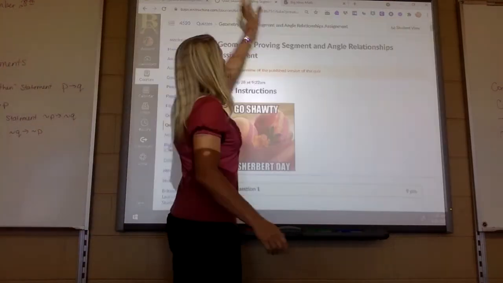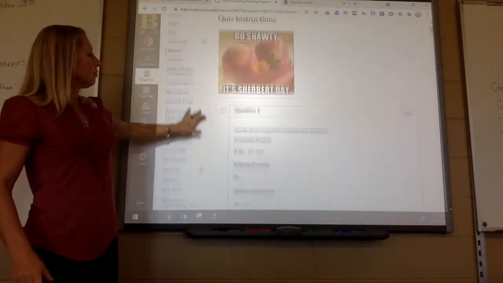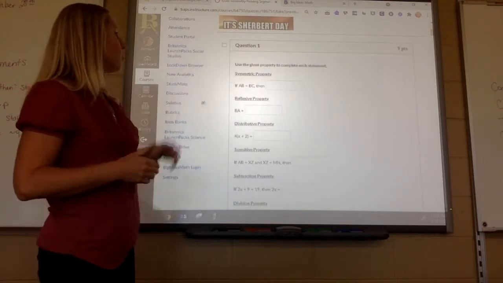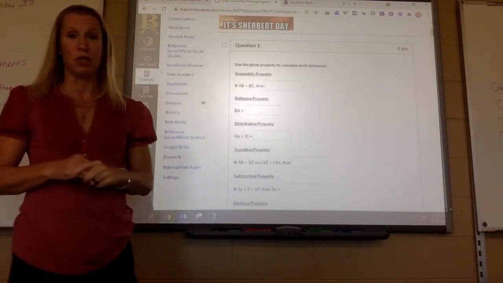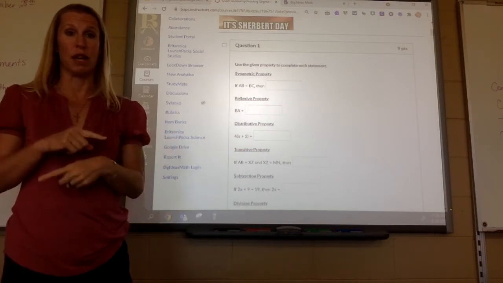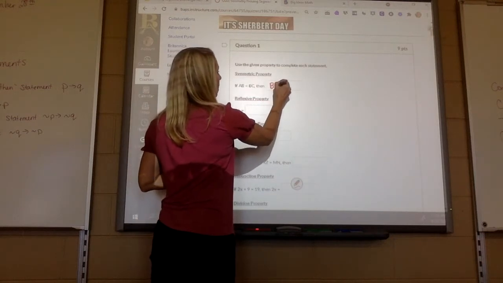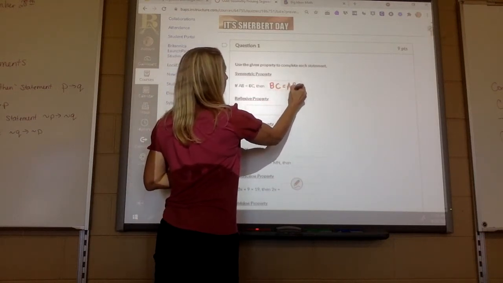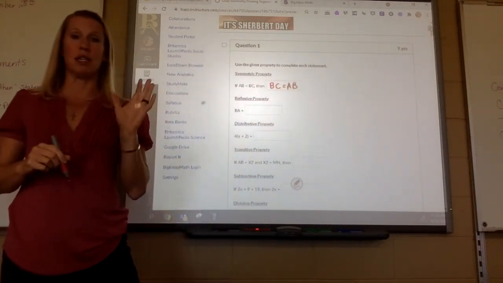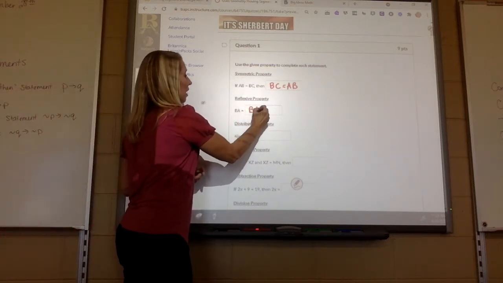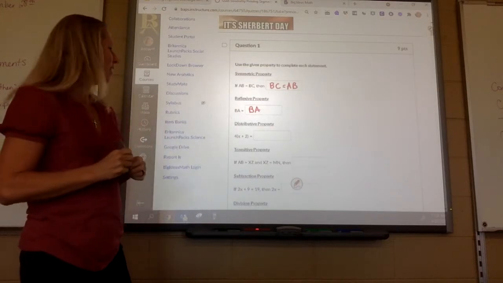So let's look at your assignment. On the first one, you're just going to do exactly what it tells you to do. Like on the first one, it says use the symmetric property. Remember, that's the one like the converse. So if AB equals BC, then BC equals AB. Reflexive property is the one that equals itself. BA would equal BA. Go BA!